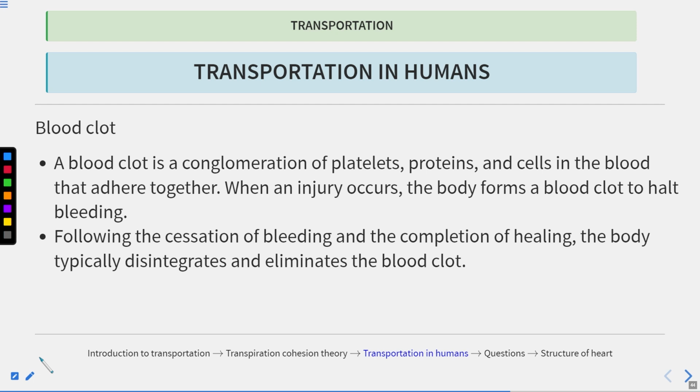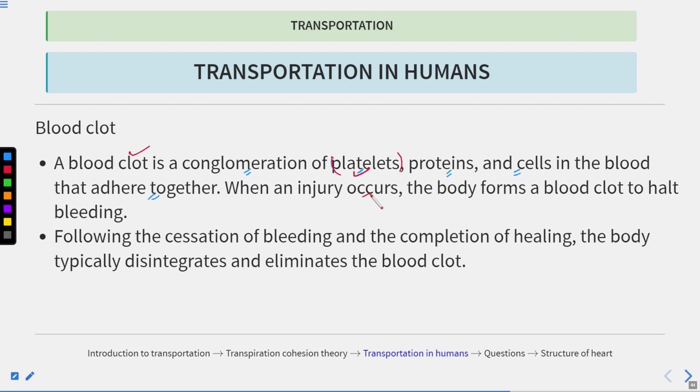So what is a blood clot? A blood clot is a conglomeration of platelets. You can say it is a kind of grouping of the platelets, proteins, and cells in the blood that adhere together. This is known as the blood clot. Blood platelets are involved in blood clot formation. We studied the roles of the blood platelets in the previous lecture.